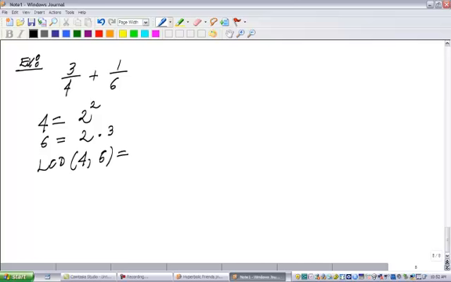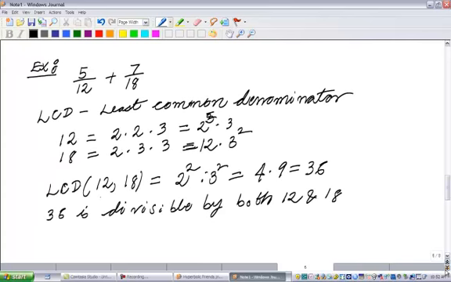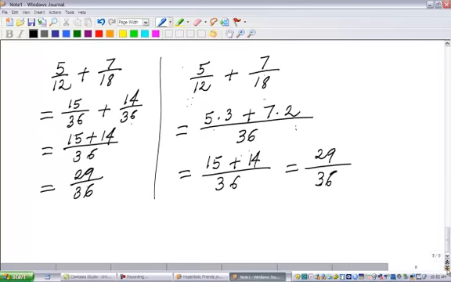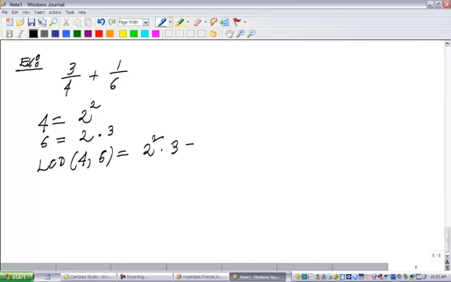2 is a common prime divisor. So I pick the highest power of 2, which is 2 squared. And 3 is here, but it doesn't appear in 4, but I still have to take 3. So what is that? Okay, so that's 4 times 3, which is 12. So the common denominator here came out to be 12.